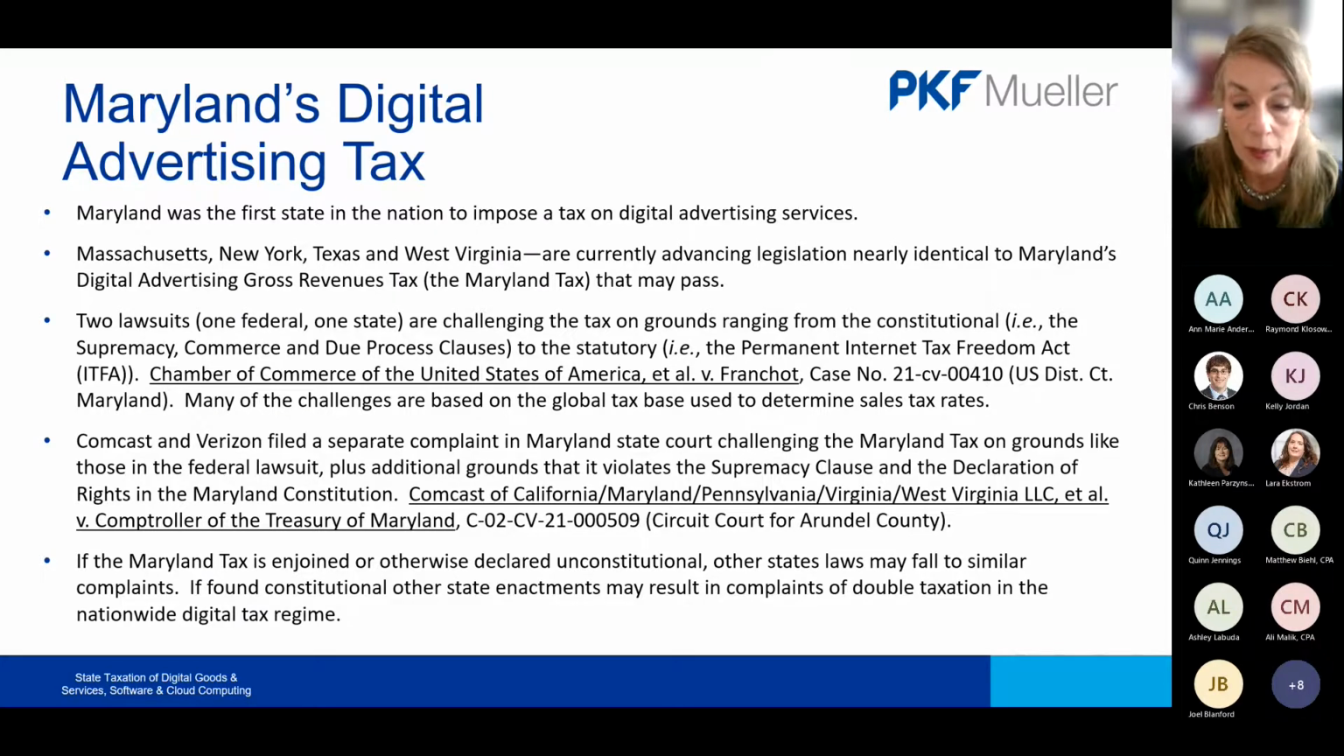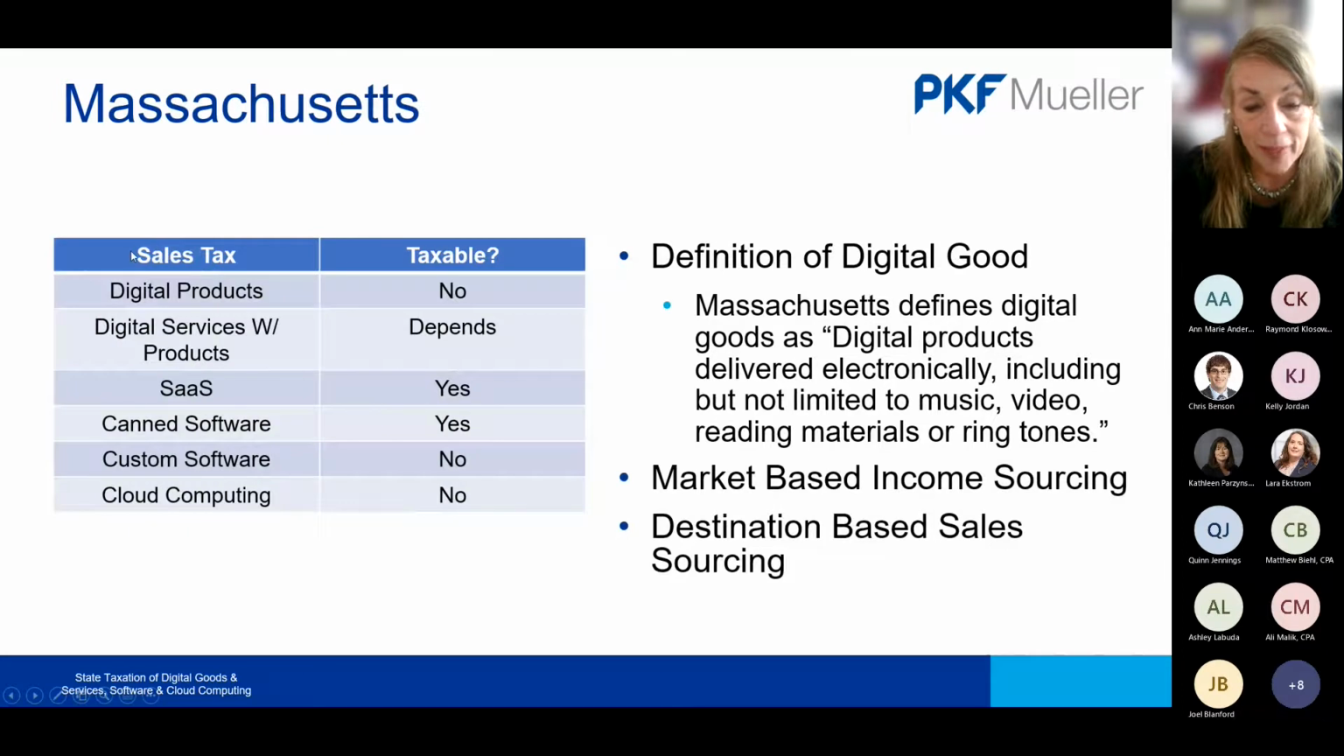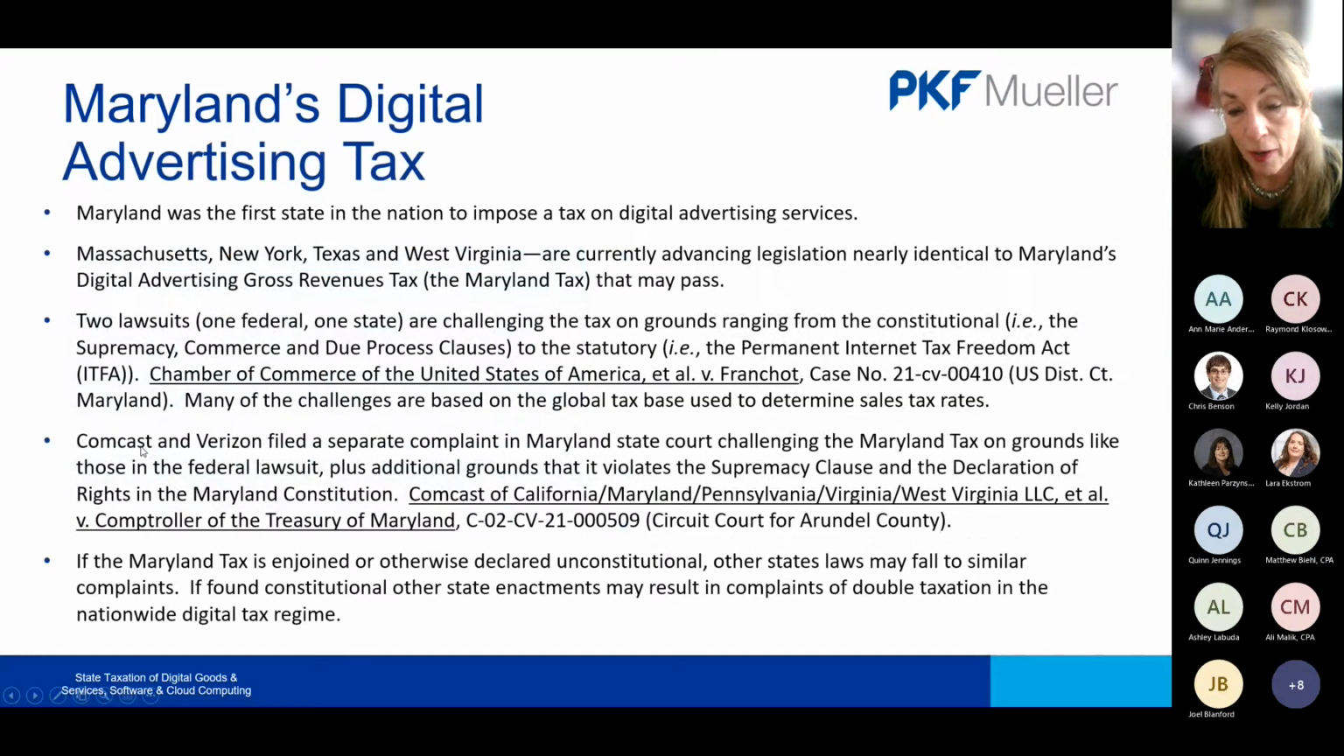At the state level, some of the bigger companies, Comcast and Verizon, are also challenging on similar grounds, but also on supremacy clause grounds and the Declaration of Rights in the Maryland Constitution. So that's a state-based case, and I'm anxious to see how these pan out, and we'll keep you informed. One other point: if the tax is declared unconstitutional in these cases and, say, the Supreme Court doesn't hear it, then other states may have similar issues with similar laws.